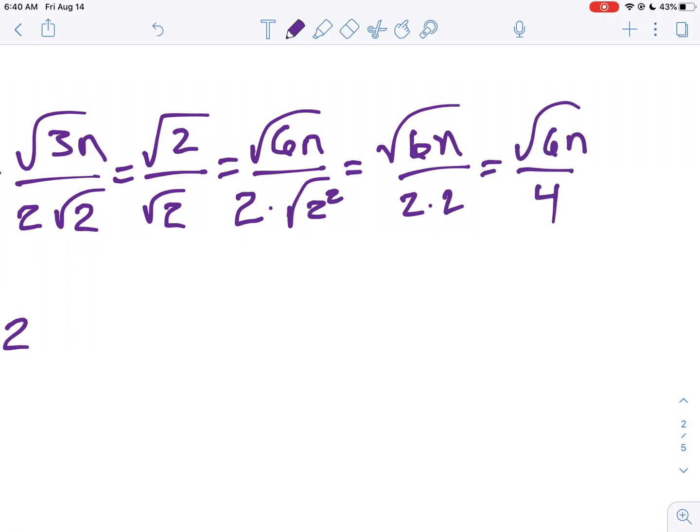Now be careful. You cannot simplify this 6 and this 4 because this is underneath the square root. It's not actually 6. It's like 2 point something, some irrational decimal that goes on forever. You can reduce whole numbers with whole numbers and radicals with radicals, but you can't reduce a radical with a whole number.